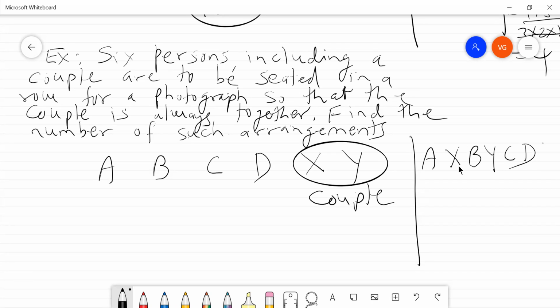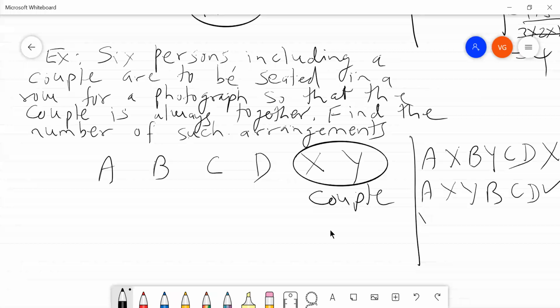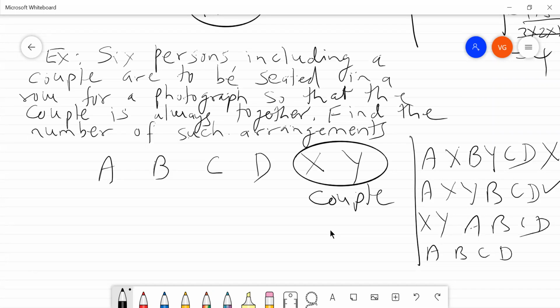तो इस तरह का अरेंजमेंट हमें नहीं चलेगा. हमें किस तरह के अरेंजमेंट लेना है? जहां पर हस्बैंड वाइफ साथ में बैठे. मतलब ऐसा चलेगा. ए एक्स वाई बी सी डी. यस, दिस विल डू. ऐसा भी चलेगा. एक्स एंड वाई साथ में है और फिर ए बी सी डी है. या फिर ऐसा भी चलेगा. ए बी सी डी है और फिर यहाँ पर एक्स वाई है.